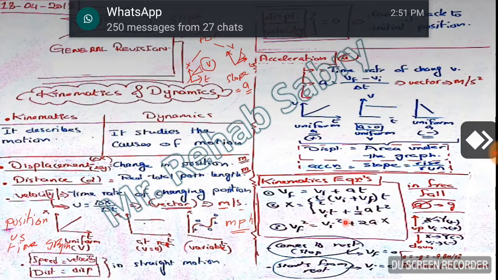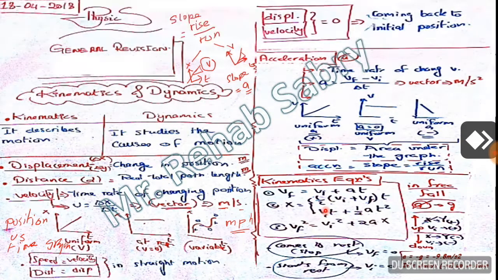Now you have to memorize these four equations, which are called the kinematics equations, like your name. Vf equals v initial plus acceleration times time. X equals half v initial plus v final times time. X equals v initial times time plus half a t squared. V final squared equals v initial squared plus 2ax.